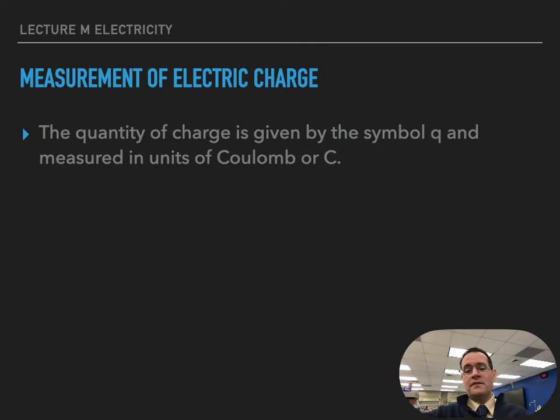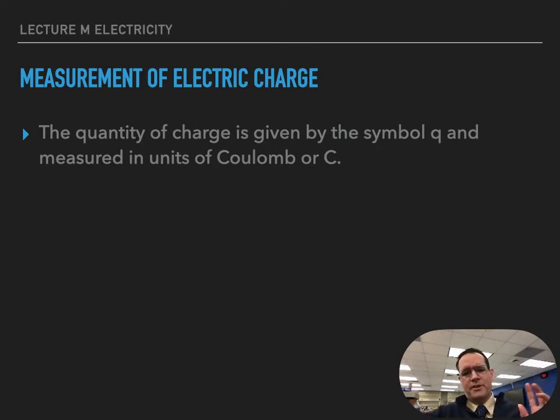Now, we abbreviate the charge with the symbol small q. So, for example, if we have plus q, we indicate that we have some positive quantity of charge. And if we write minus q, we indicate that we have some negative quantity of charge. This might seem a little confusing, so let me explain a little bit better.